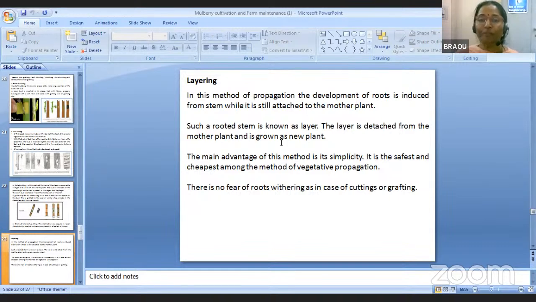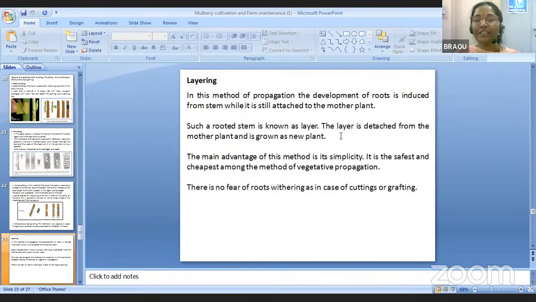So what is happening over here? Such a rooted stem is known as a layer, because you're bending the branch and layering it to the ground. So that's called layering. After the roots are formed, the layer is detached from the mother plant, and you allow that new plant to grow on its own.